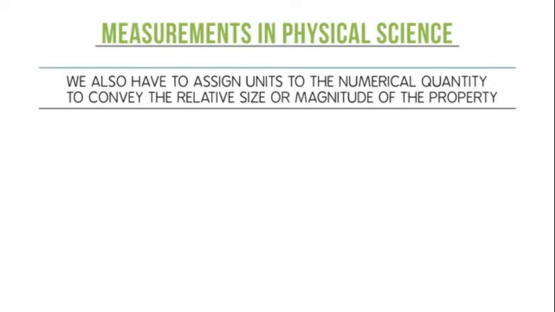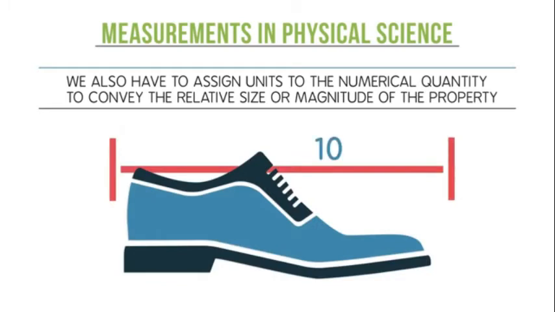Whenever we take measurements, we also have to assign units to the numerical quantity in order to convey the relative size or magnitude of the property in question. For instance, if I said the length of my shoe was 10, you wouldn't actually know how long my shoe was because there would be no context for what the 10 represents. In fact, this measure would only make sense if the number 10 had a unit of measure to go along with it.